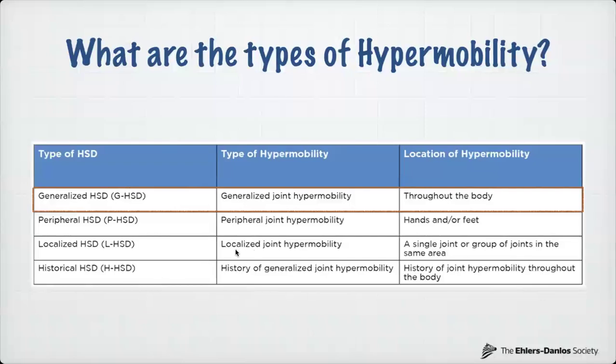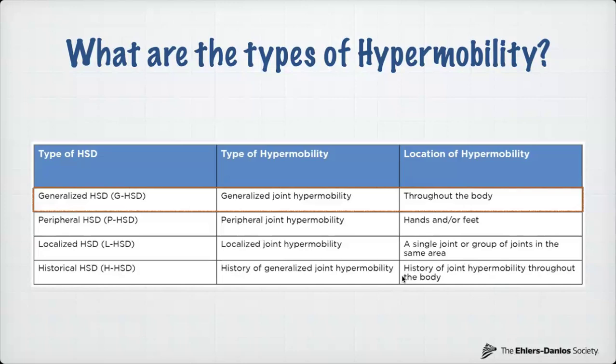We also see localized joint hypermobility, which is a single joint or group of joints in the same area, so not generalized. And I also have a patient, a teenage girl with a rare genetic condition that affected her while she was below age 10 with generalized joint hypermobility. And as she went through her skeletal maturation, she is now 0 out of 9 on the Beighton scale. So she has a history of joint hypermobility throughout the body.